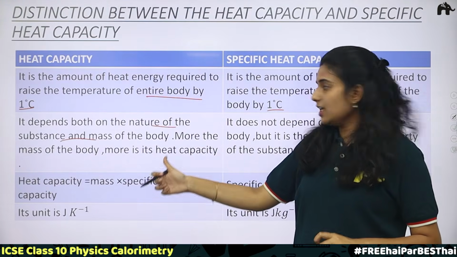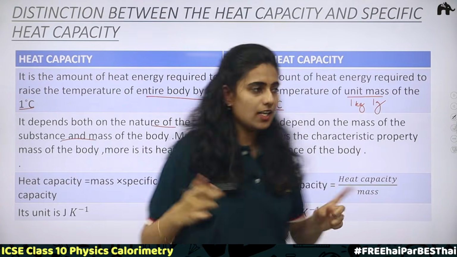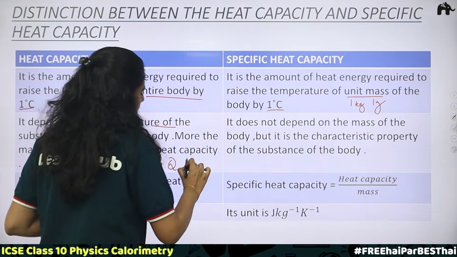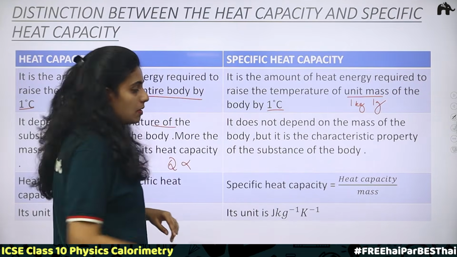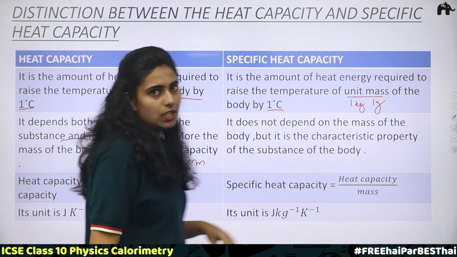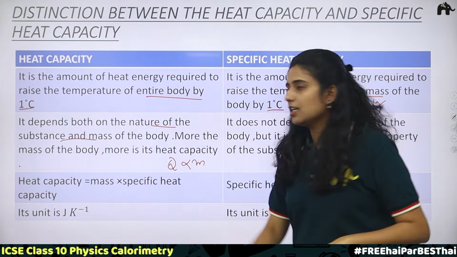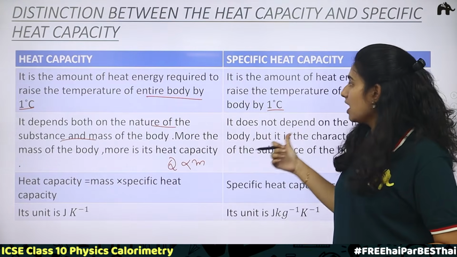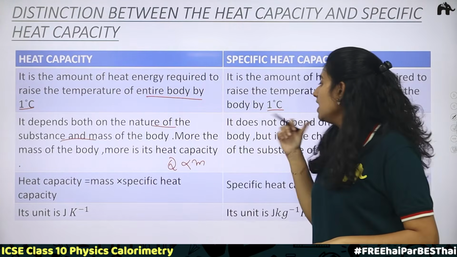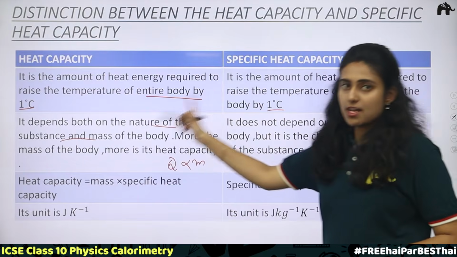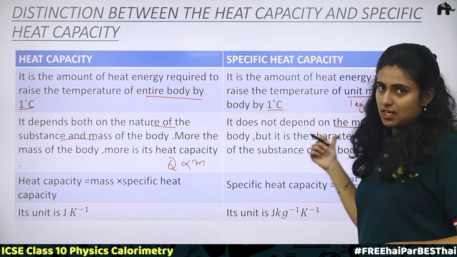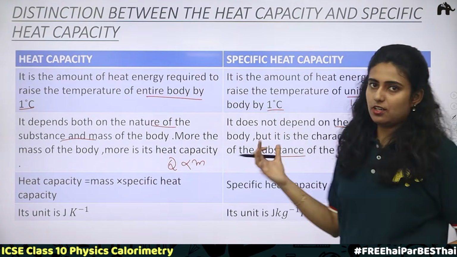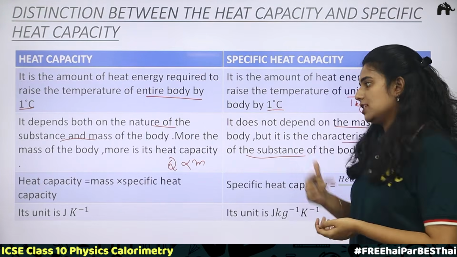The more the mass of the body, the more the heat capacity. We have studied the relation that heat energy Q is directly proportional to mass. So when mass increases, heat energy also increases, so the heat capacity is also increasing. Now in the case of specific heat capacity, it does not depend on the mass. Here heat capacity is mass dependent, specific heat capacity is independent of the mass of the body, but it depends on the characteristic property of the substance, the material of the body.